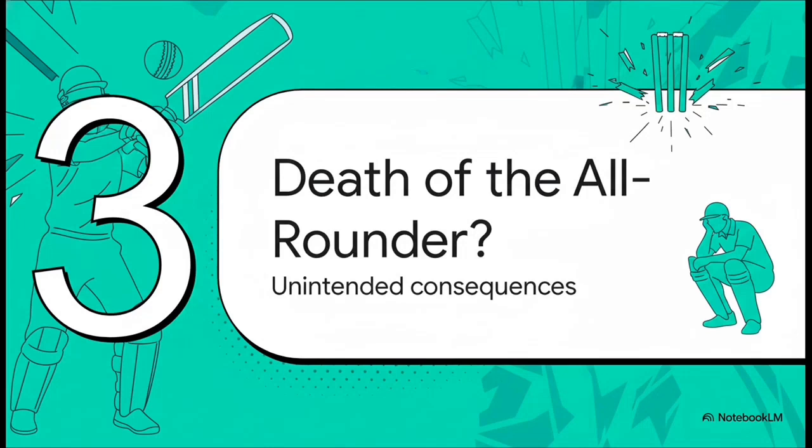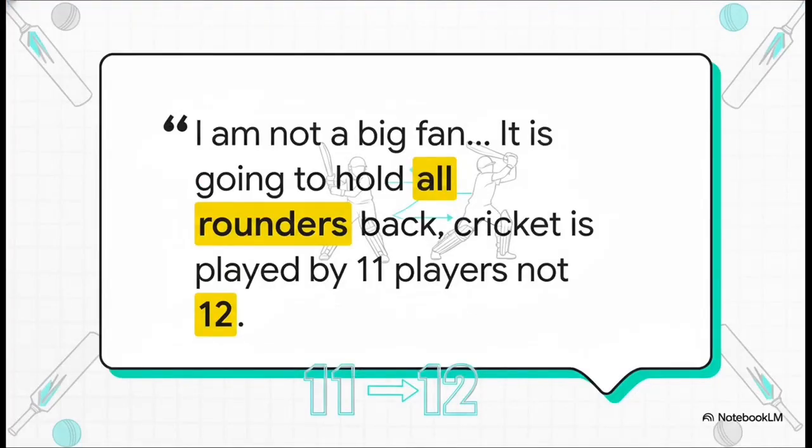The ex-India captain himself, Rohit Sharma, has been one of the loudest voices against this rule. He's not mincing his words. He says he's not a fan because it's going to hold all-rounders back. Why? Because now you can just sub in a specialist batter or a specialist bowler. You don't need a guy who can do both. And his final point is powerful: at the end of the day, cricket is an 11-player game, not 12.